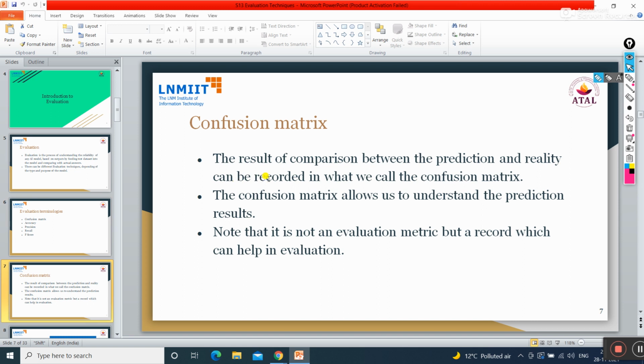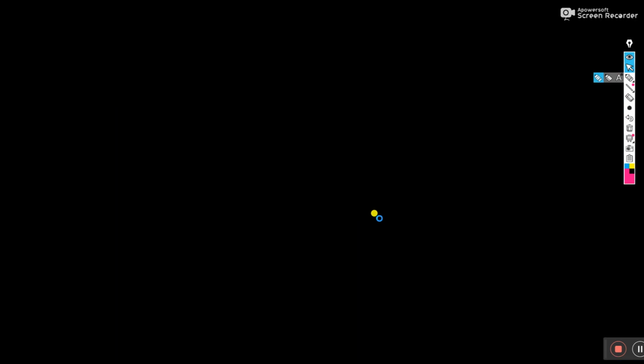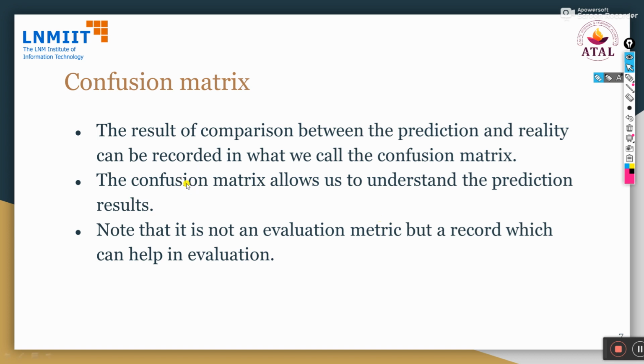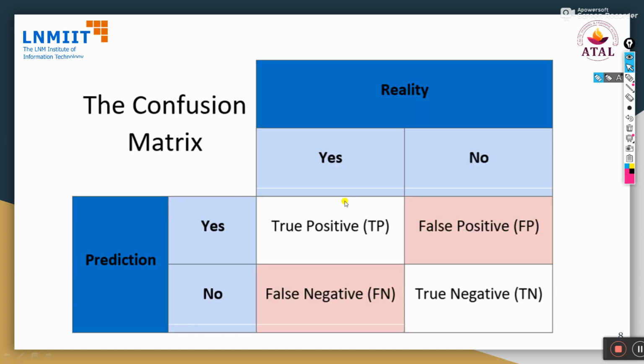So what's the confusion matrix over here? That is the result comparison between the prediction and the reality. It can be recorded in what we call a confusion matrix, and the confusion matrix allows us to understand the prediction result. So it can be understood as the difference between true positive and false positive, and false negative and true negative.